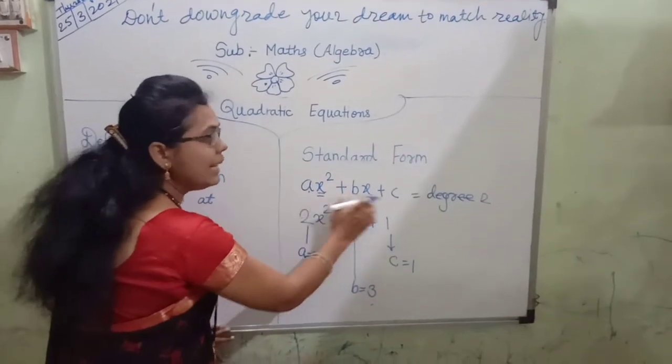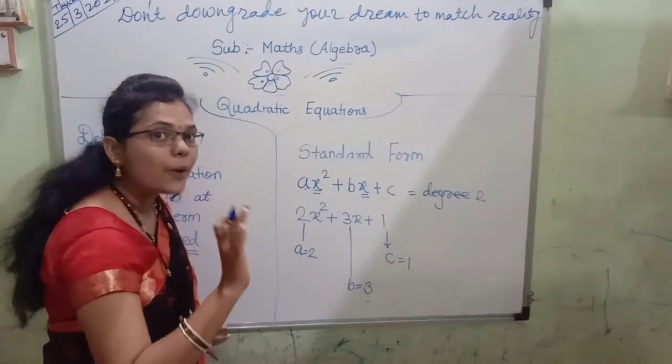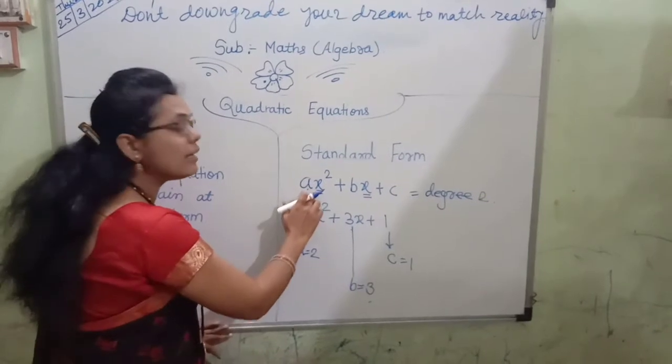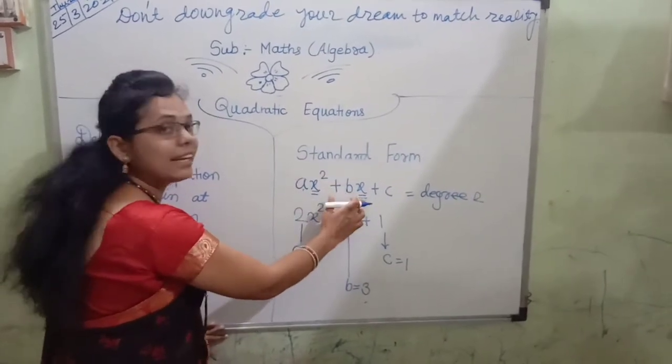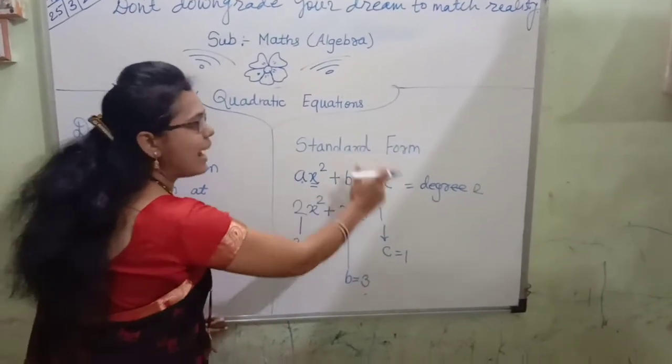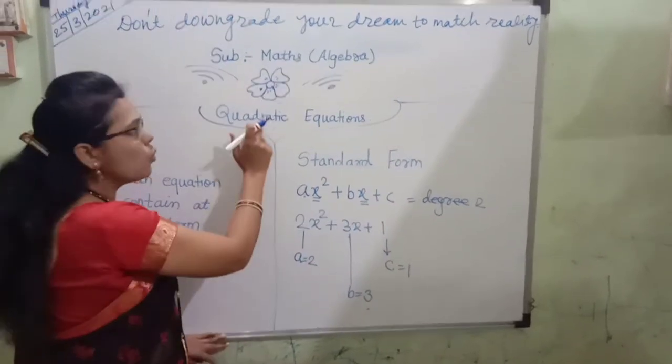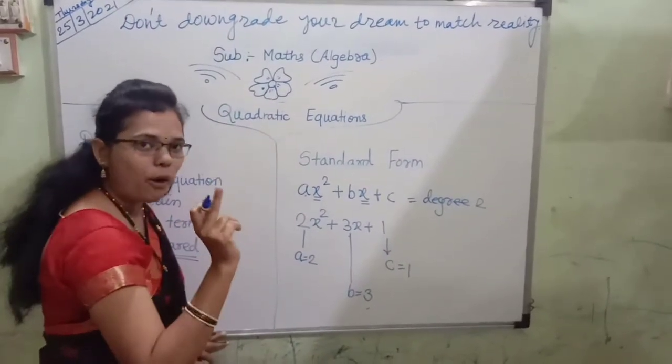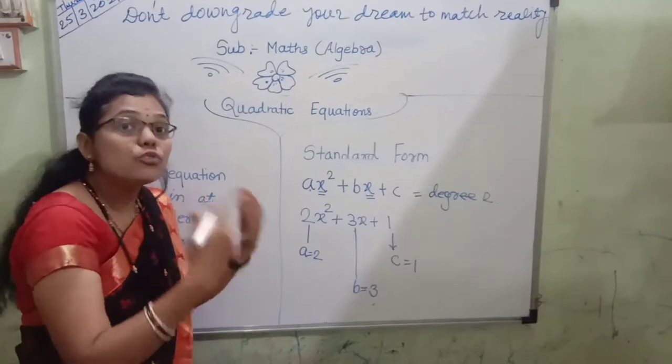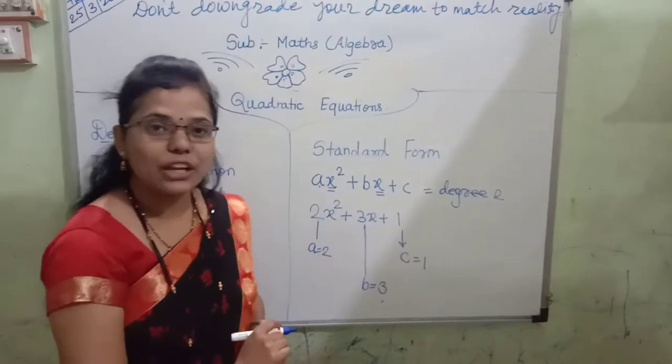A, B, C, these all are coefficients. Only one term is squared here and the second term is not. That is the standard form, known as the quadratic equation standard form. Let's start how to solve these quadratic equations.